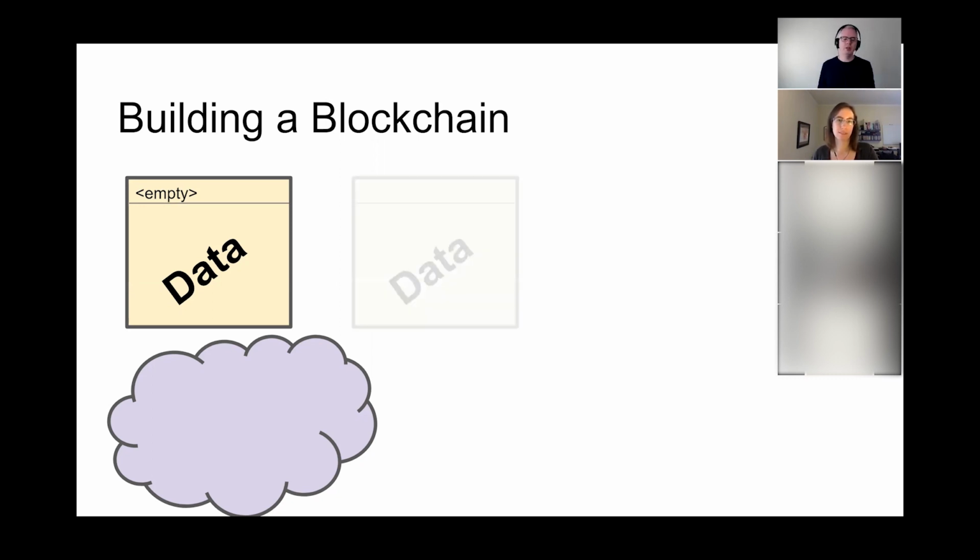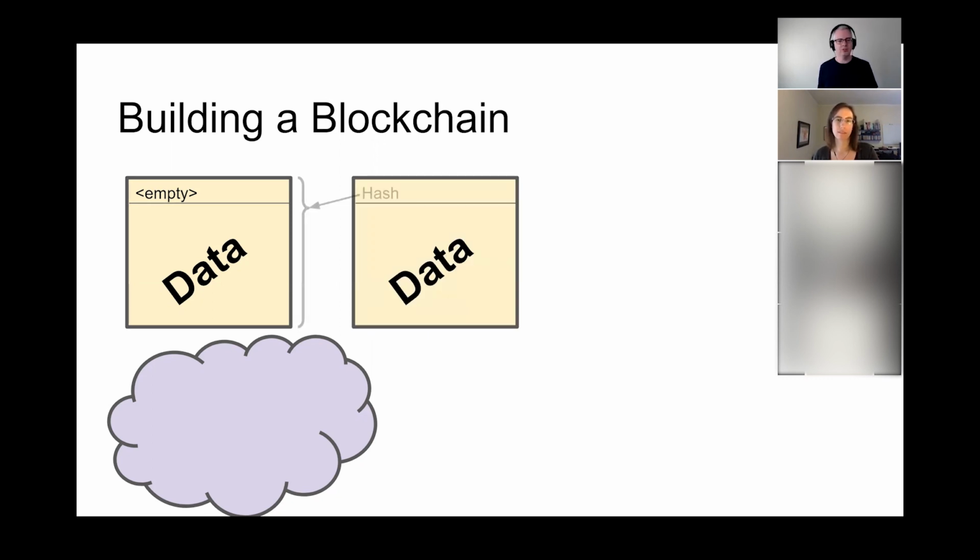Then when we create a second block on top of that, in the header, what we do is we put the hash of the first block of data. And that's what chains the blocks together. And that's why it's called a blockchain: every time you add some more data, it points to the previous data, not through a pointer, but through a hash of the entire contents of the previous block.